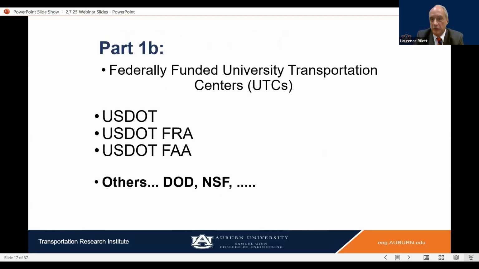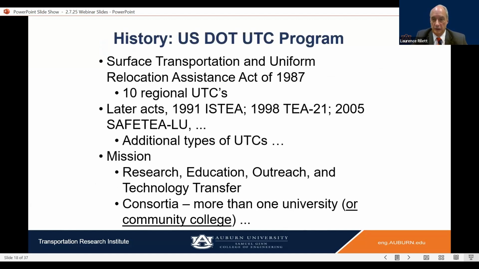So that's the first part, the university-based centers. What I want to do now is talk about the federally funded university transportation centers, so the UTCs. I am going to only focus on 3 types of USDOT centers: USDOT FRA centers, USDOT FAA, Federal Aviation Administration centers. There are others out there, Department of Defense, NSF, but in the interest of time, I'm just going to focus on the ones you're probably going to most commonly come across as part of a state DOT or part of the RIIM committee.